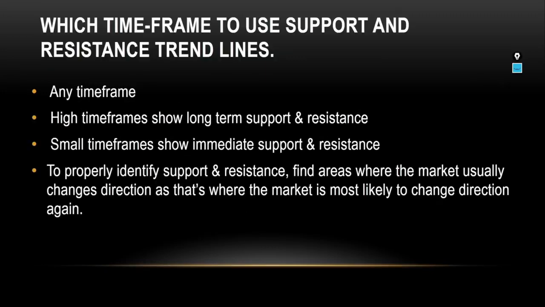Which time frame to use support and resistance trend lines? You're going to use your support and resistance trend lines on any time frame, meaning that it doesn't restrict you to any time frame. Point number 2, higher time frames show long-term support and resistance. Smaller time frames show immediate support and resistance. Lastly, to properly identify support and resistance, find areas where the market usually changes direction, as that's where the market is most likely to change direction again.